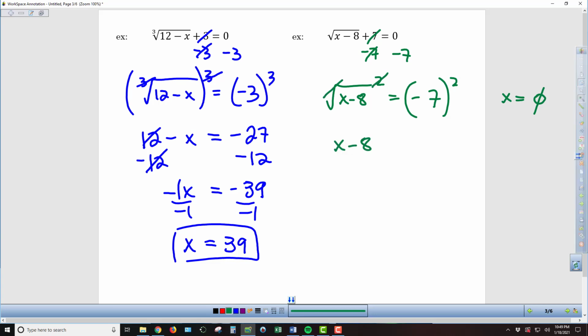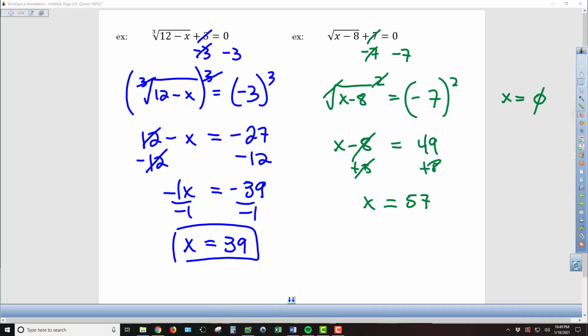I get x minus 8. On the other side, I have negative 7 times negative 7. So negative times negative is a positive. 7 times 7 is 49. And so then my last step would be to add 8 to both sides. And so I get x equals 49 plus 8 is 57. So at this point, it doesn't really seem like we've done anything wrong.